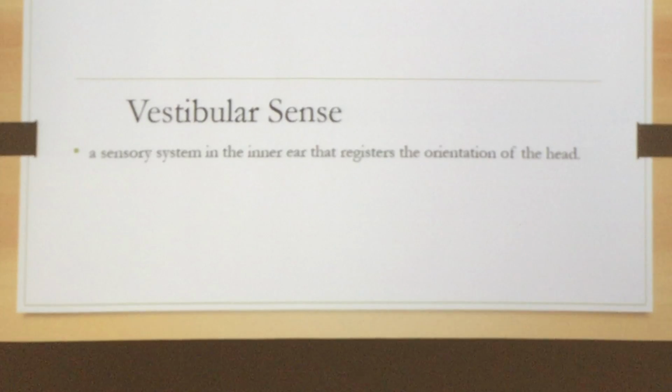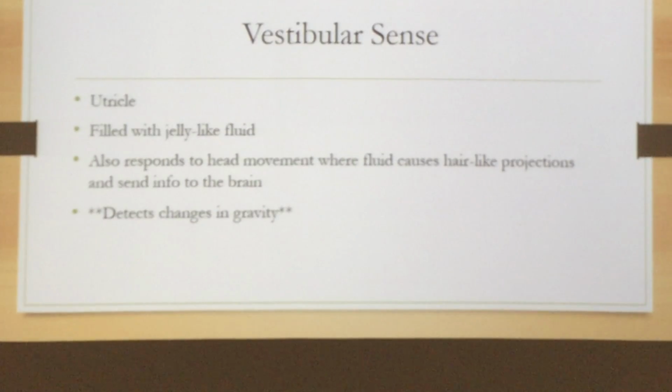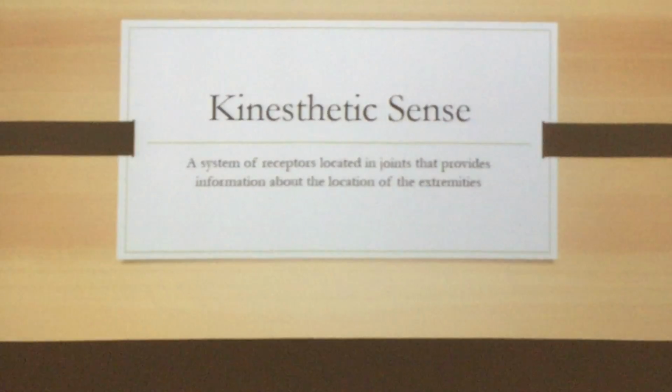Now, the utricle is also filled with a jelly-like fluid. It also responds to movement where the fluid causes the projections to depolarize and send the information to the brain. The brain then detects a change in gravity. So if you were going to start falling and you were about ready to lose your balance, your utricle would help you try and regain that balance.